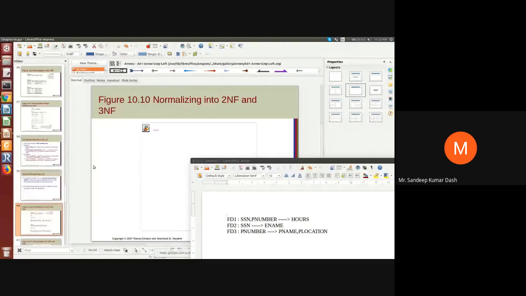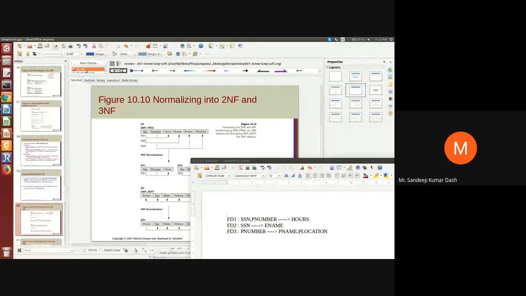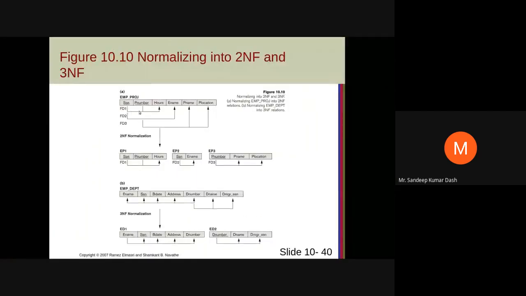Which is the primary key here? These two combined? Yes or no? So here hours is a non-prime attribute which is dependent on both. Dependent on both means that is full functional dependency. But here ename is a non-prime attribute. This is dependent only on SSN, not on P number. This thing is not allowed in 2NF.